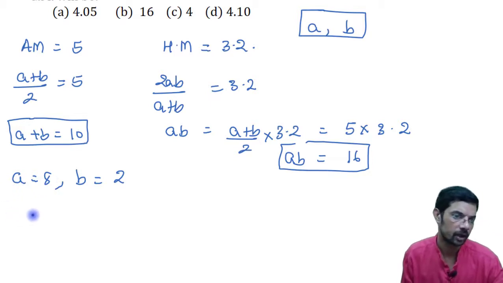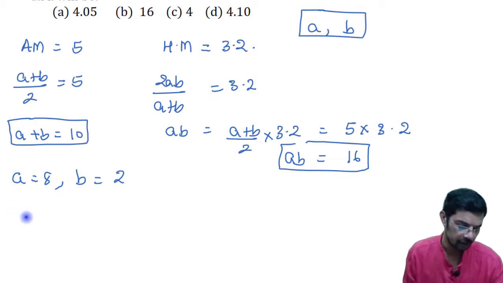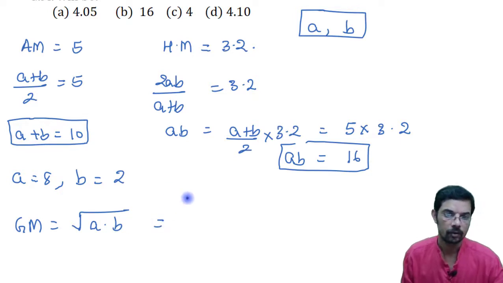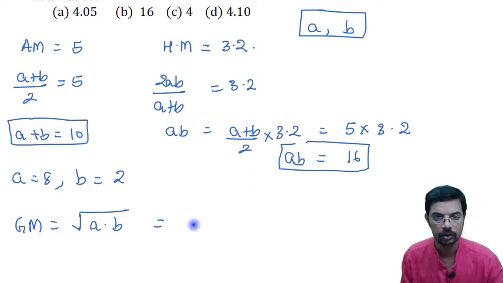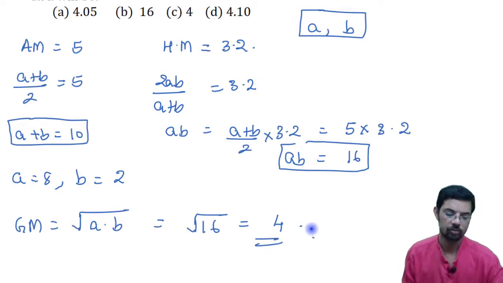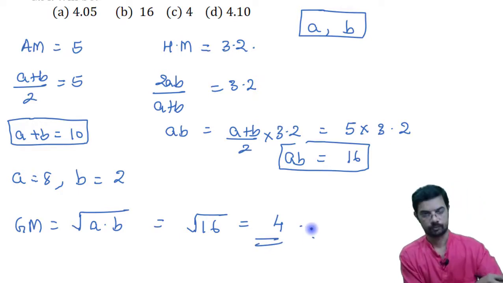Okay, geometric mean of A and B is defined as square root of AB. So GM is equal to square root of A into B. What is AB? AB is equal to 16. So it is square root of 16. We really do not need to find out A and B actually. Otherwise, we can directly go for root of AB, which is root of 16, and that is equal to 4. Okay, so we have the geometric mean as 4.